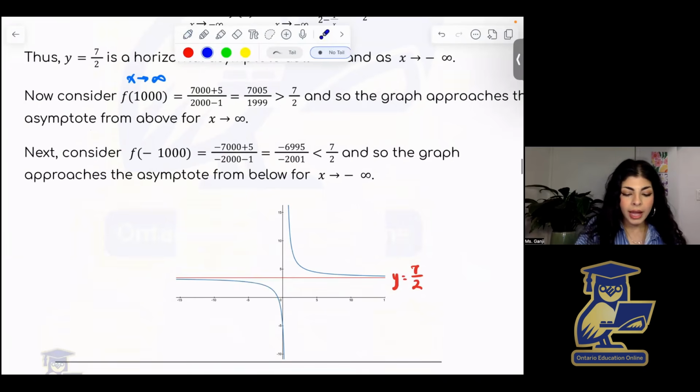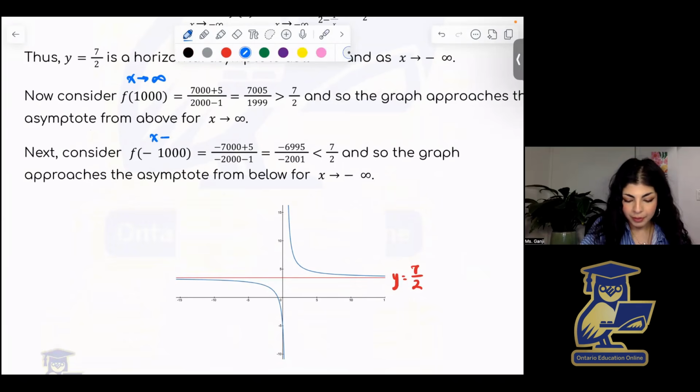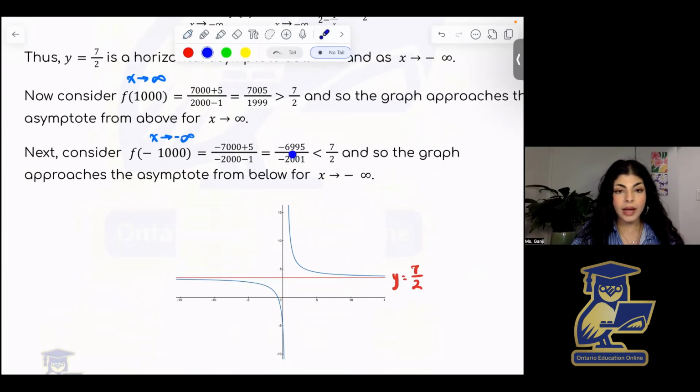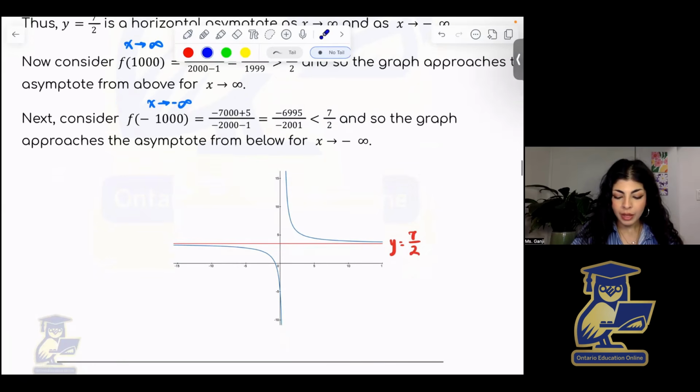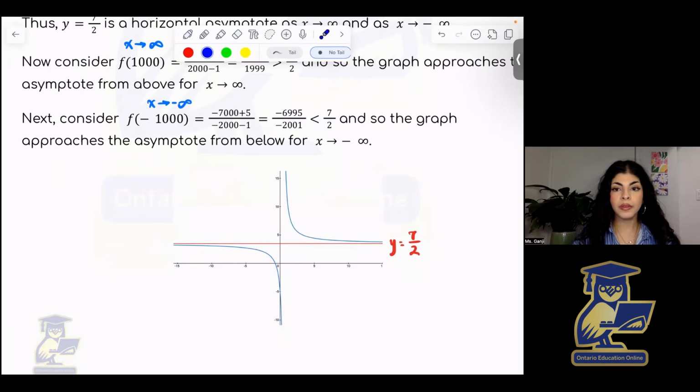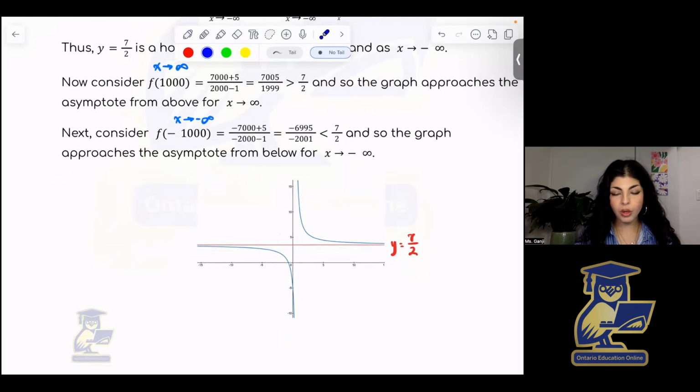Now, for x approaches negative infinity, for example, if I pick negative 1,000, then I have negative 6,995 over negative 2,001. And this is actually less than 7 over 2. So we can clearly see from the graph as well, these values for large values of x in the negative infinity are approaching the horizontal asymptote from the bottom, or from below.